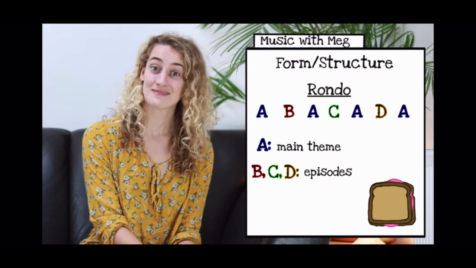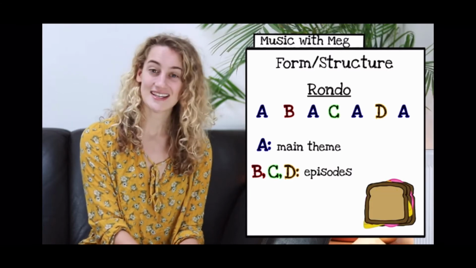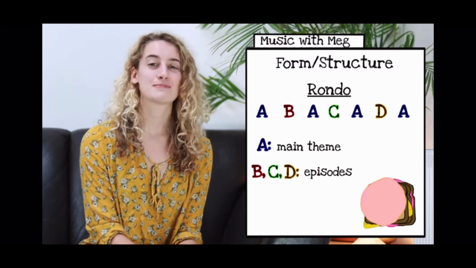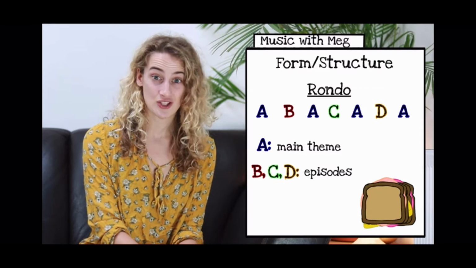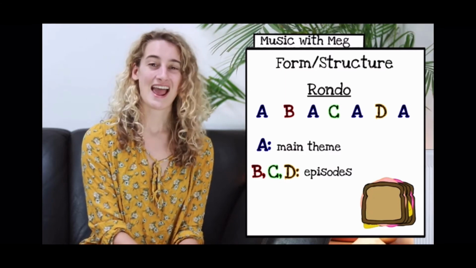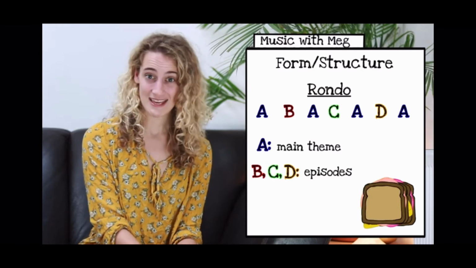And then C, which is going to be cheese. And then another slice of bread. And then D, which is going to be chicken. And then finally, let's put another slice of bread on top. And there we've got a very tall sandwich. A, B, A, C, A, D, and A.